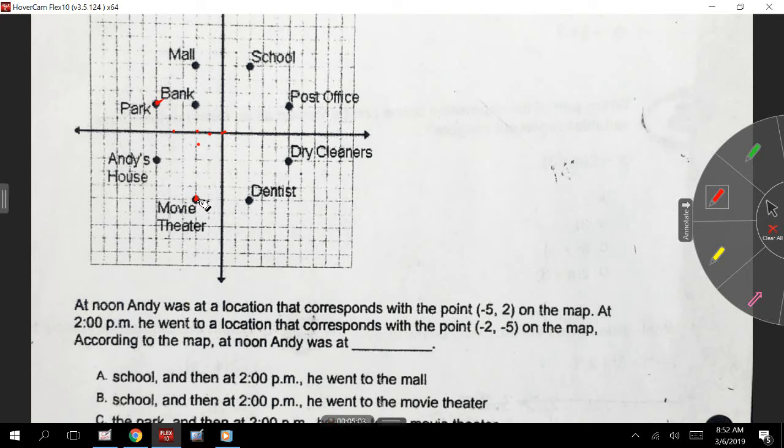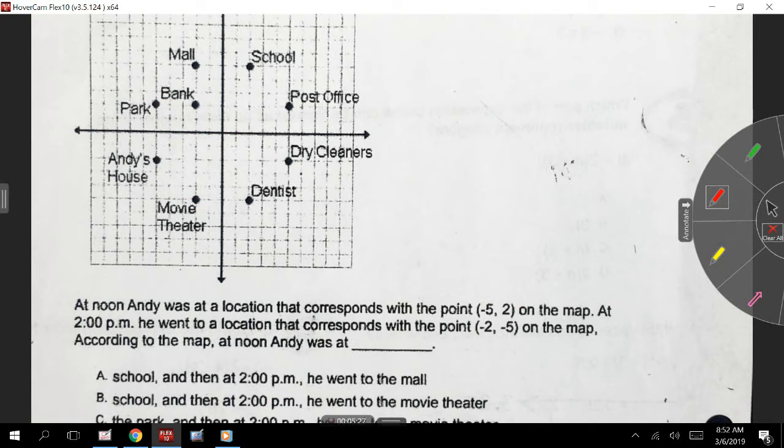Now from here it says according to the map, at noon, so that's that first dot. At noon, Andy was at, you're going to pick your description. Your description also tells where he went at 2 o'clock. So make sure you pay attention and use the one that also tells where he went at 2 o'clock, okay? All right, from here, are there any questions about that graph before I move on? Any questions about that graph?